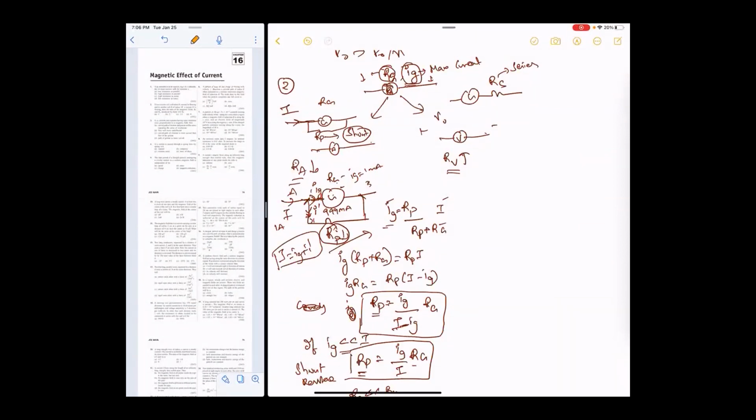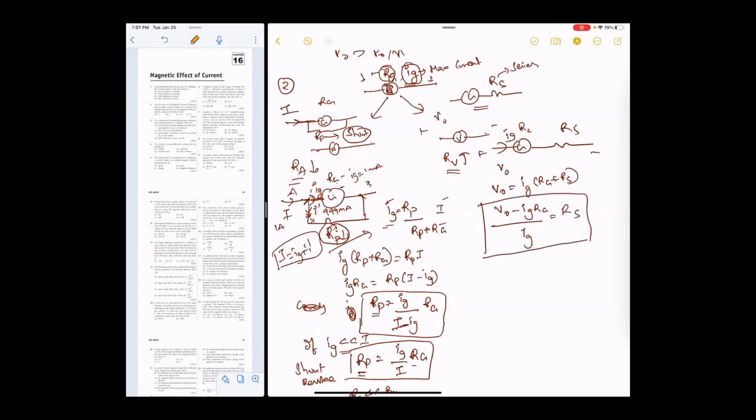But I'm asking you for 10 volts. So what should I do? I should connect a resistance in series. So there's a galvanometer, and I connect RS. IG will go in, but the voltage here should be V naught. The resistance of the galvanometer is RG. Agreed? So V naught is equal to IG into (RG plus RS), since V is equal to IR. From this, I get RS is equal to (V naught minus IG into RG) by IG.